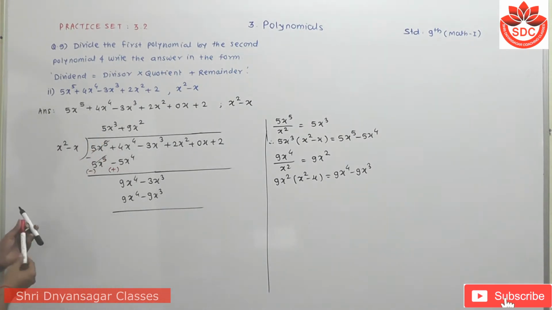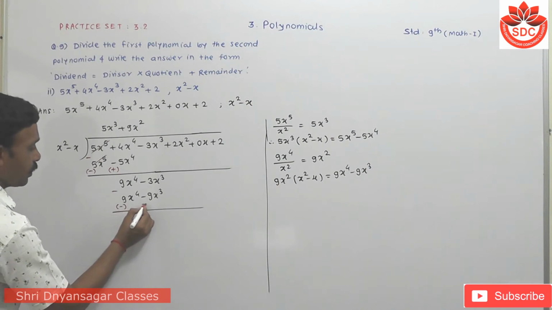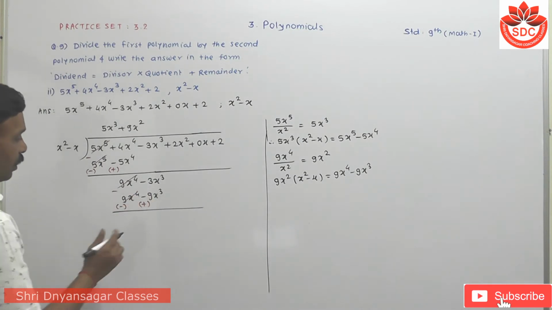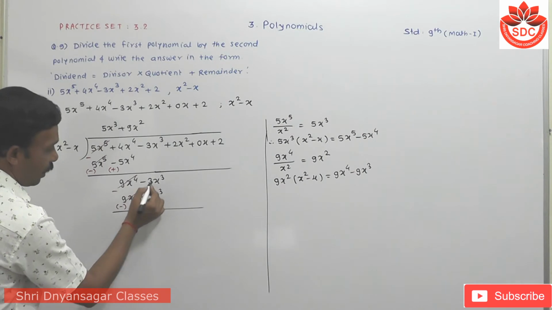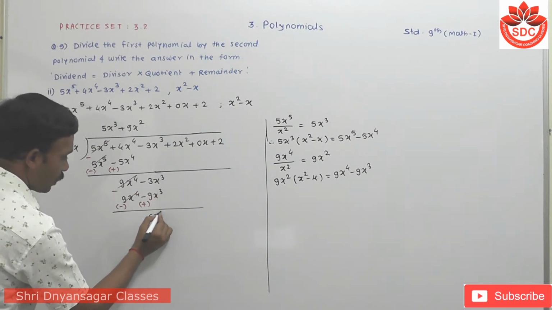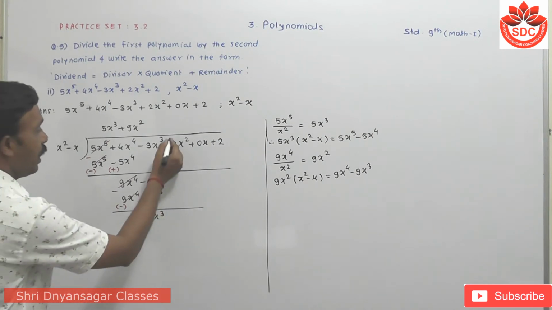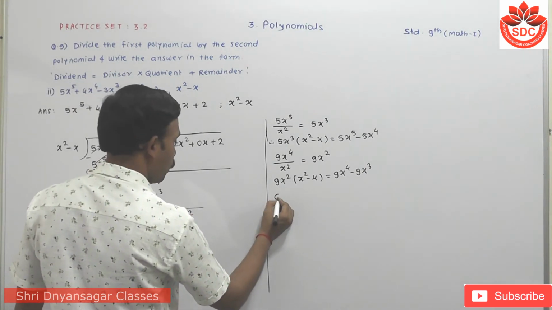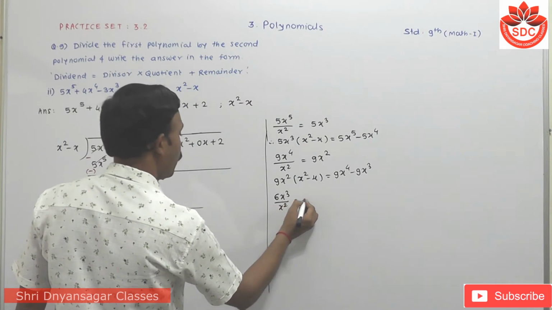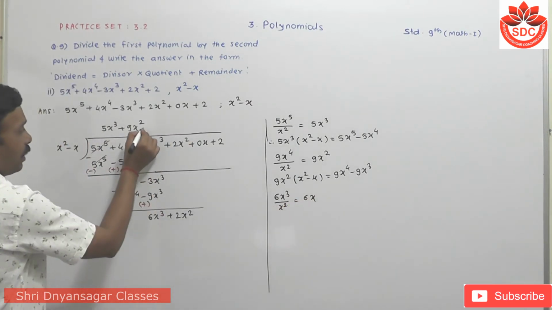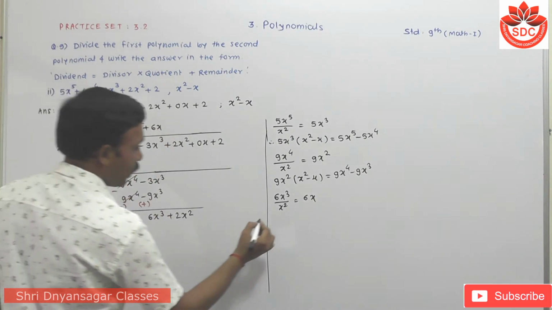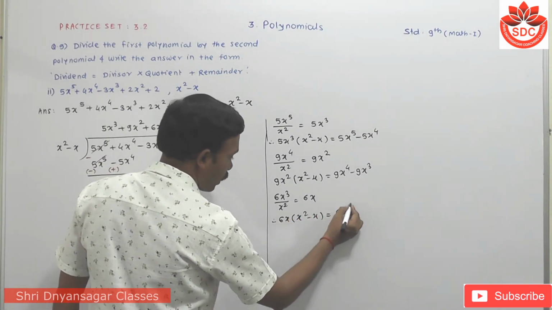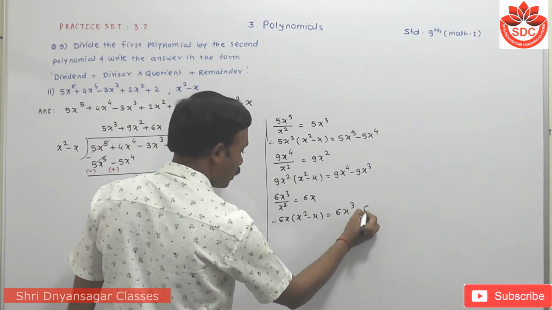Students, again when we subtract, the signs of the second expression change. Then minus and plus get cancelled. The subtraction of plus 9 and minus 3 becomes plus 6x cube. Then the next term is plus 2x square. Then we take this 6x cube divided by x square, and we get 6x. You have to write plus 6x. Then multiply 6x into x square minus x. It becomes 6x cube, since x square into x is x cube, minus 6x square.